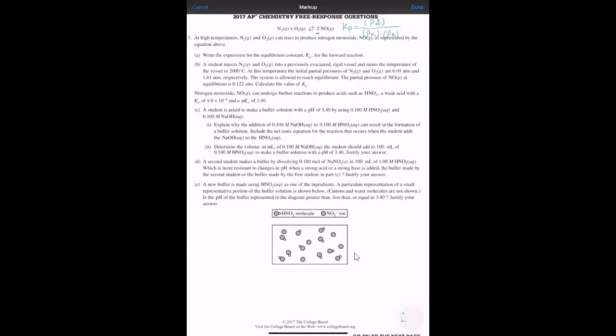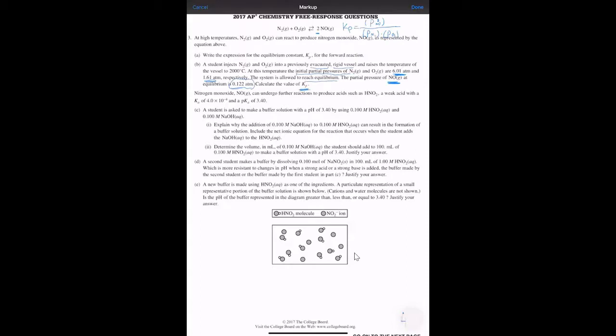So for the second question, let's examine that. The students inject N2 and O2 into, and here is a keyword, a previously evacuated rigid vessel, which means it's an empty vessel before the reaction starts. You know the initial partial pressures. Then the reaction starts and the system is allowed to reach equilibrium. After that, you measure the partial pressure of the product, which is 0.122 atm, and then calculate the value of Kp.